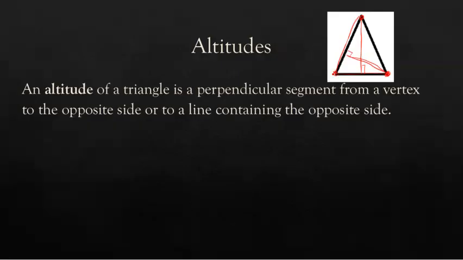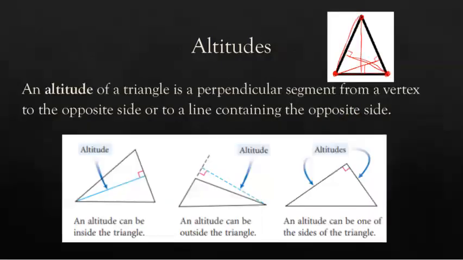We have the last vertex over here, and we're going to draw perpendicular. So our last altitude is over here. On every triangle, we're going to have 3 different altitudes. Now, all of these were inside the triangle because this is an acute triangle. So an altitude can be inside the triangle, but an altitude could also be outside the triangle.